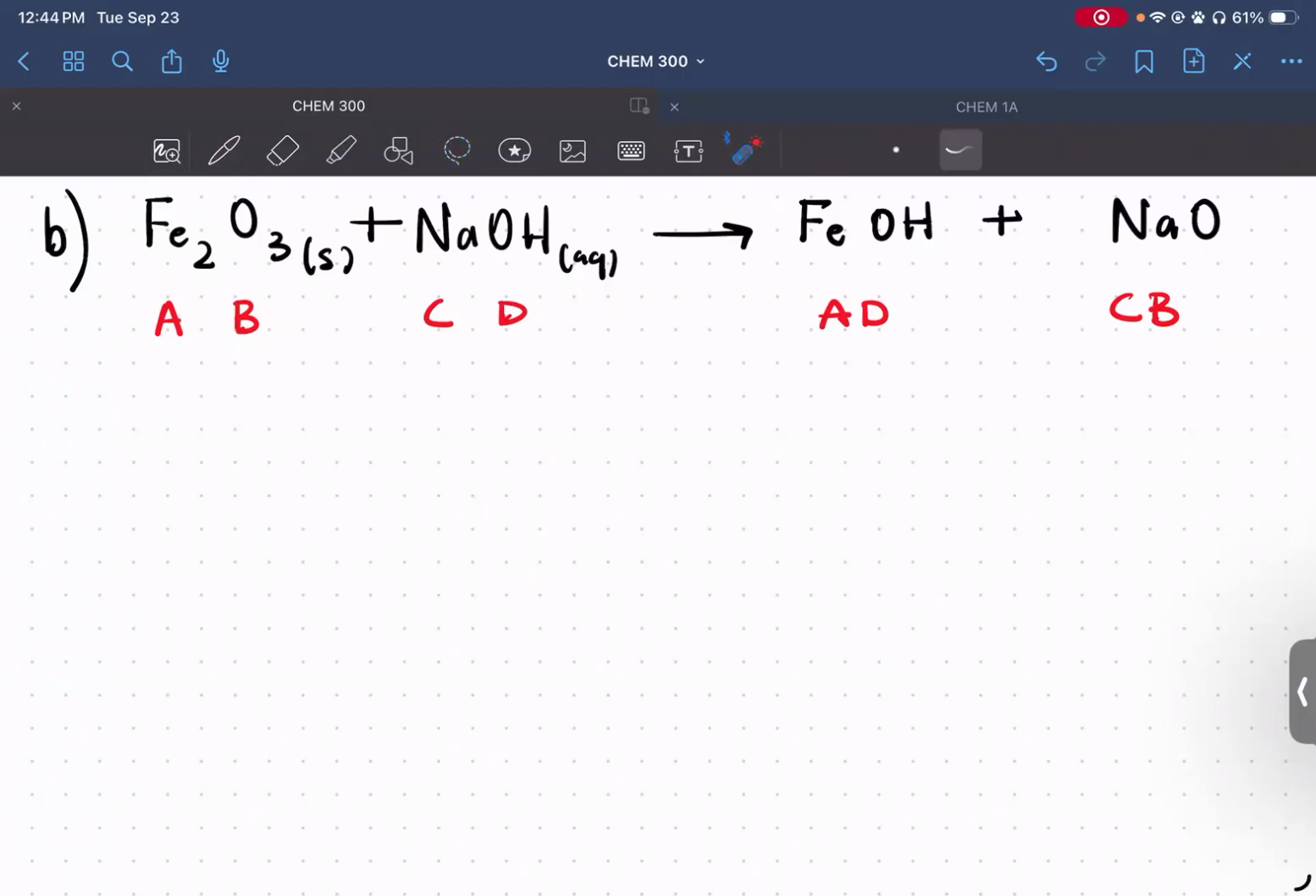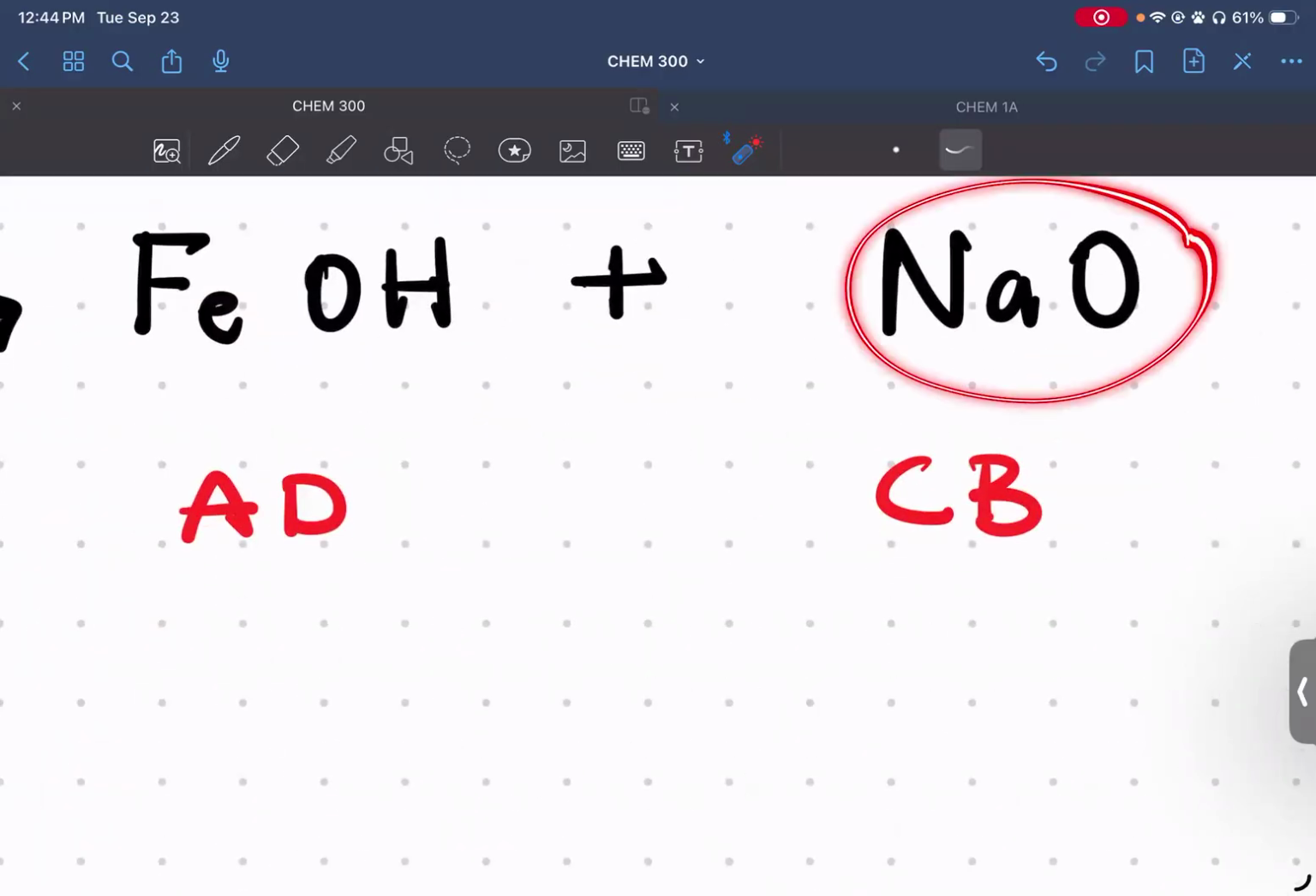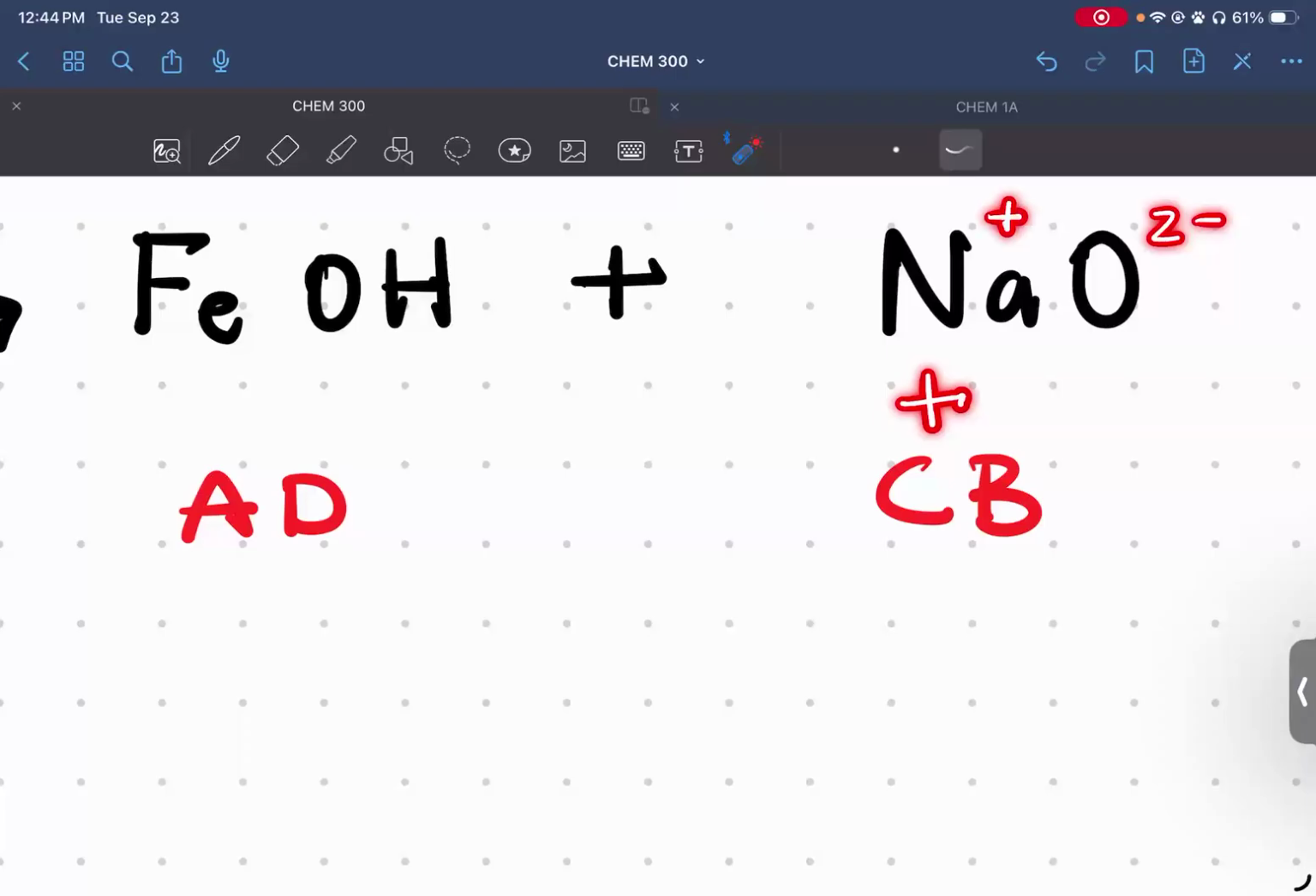Notice that I did not automatically carry over the 2 here or the 3 here. Why? Neither one of them is polyatomic. All I have done is matched ions. Now I'm going to crisscross. I'm going to arbitrarily start with the sodium and the oxygen. Sodium is in group 1, so +1. Oxygen is in group 16, so 2 minus.